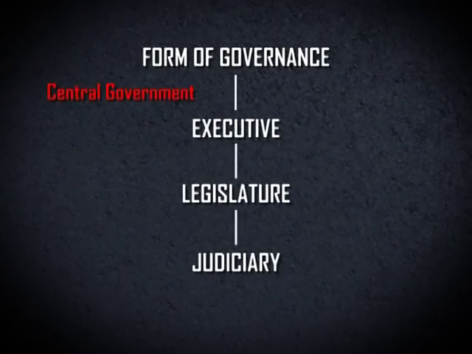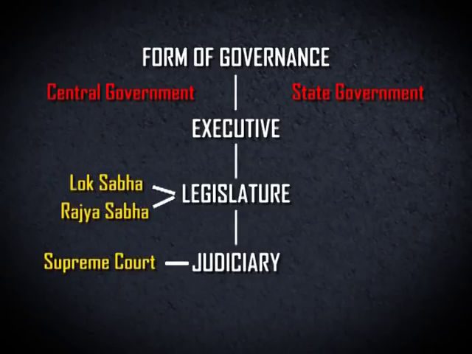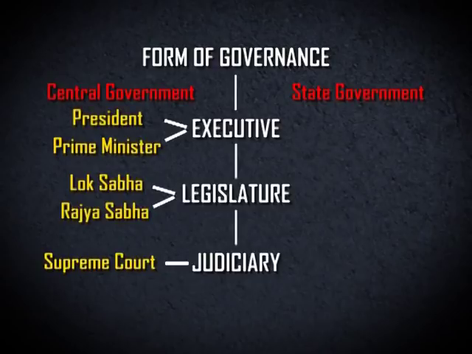I hope you are aware, if you look at the central government on one hand and the state government on the other hand, parallel structures have been recognized by the Constitution of India. In what way? For instance, in legislature, Lok Sabha, Rajya Sabha; judiciary, Supreme Court; executive, please remember, the cabinet headed by the Prime Minister as the political executive. The Republican executive is the President of India.